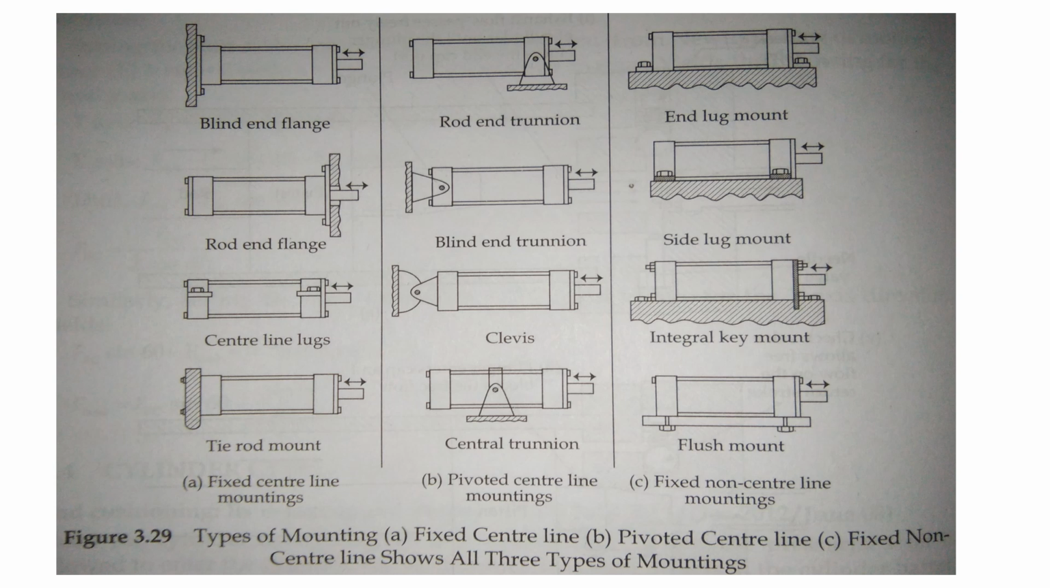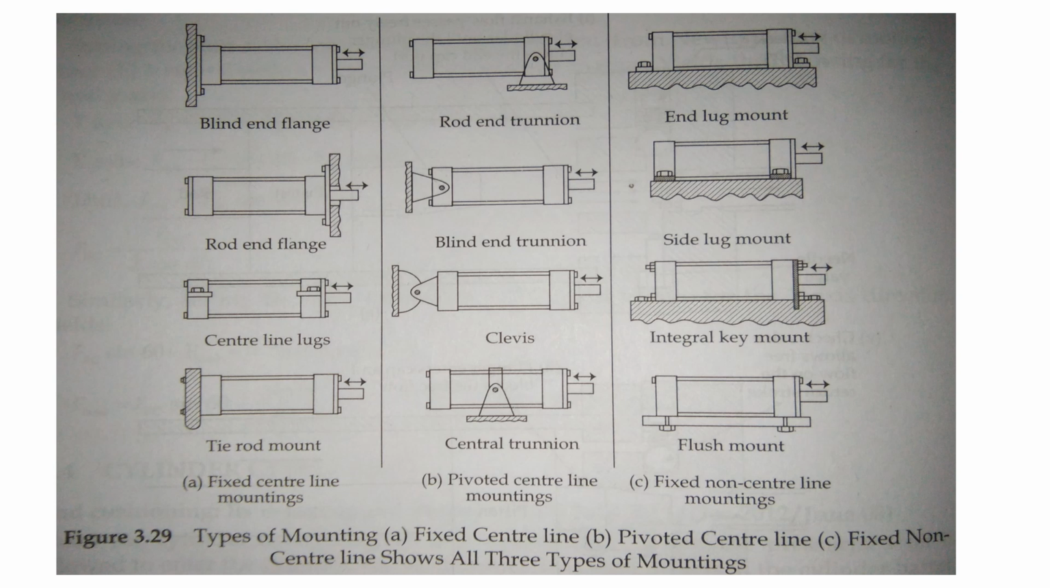With pivoted centerline mountings, many applications need a rotational degree of freedom for a cylinder as it reciprocates. While it is reciprocating, it requires a rotation movement also. The pivoted mounting can be clevis type or trunnion type. This mounting permits rotational freedom in one plane. If universal joints are used, greater degrees of freedom are achievable.